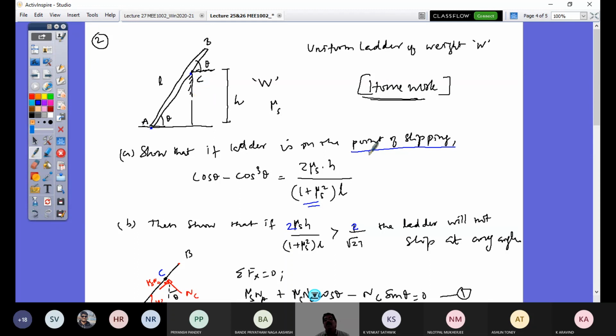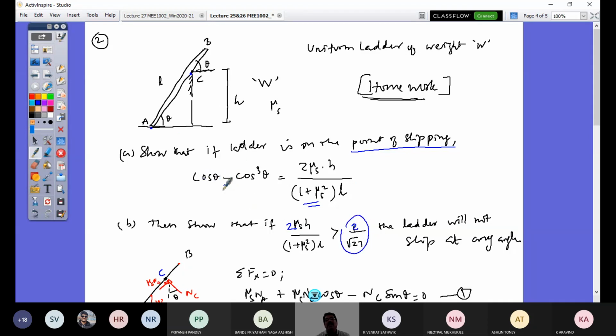That is why it is said the point of slipping. So the values of friction that you have to take here are not simple static friction values. They are maximum static friction values at these two points. So you have proved that. Now the second part: if this value is greater than this, how does this number come?